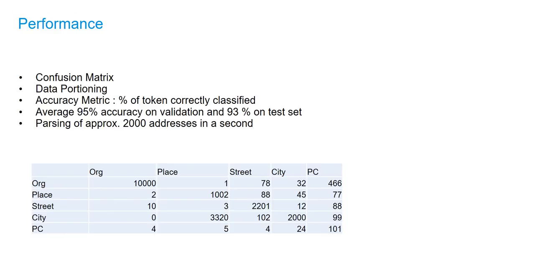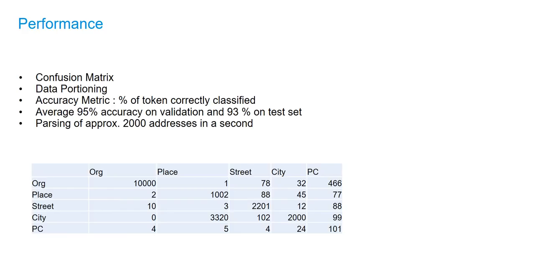The metric which we took to evaluate the accuracy performance of our model was token-wise accuracy. So if an address has 10 tokens and we predicted 8 tokens correctly, the accuracy of our model is 8 by 10, that is 8 by 10 into 100, that is 80%.